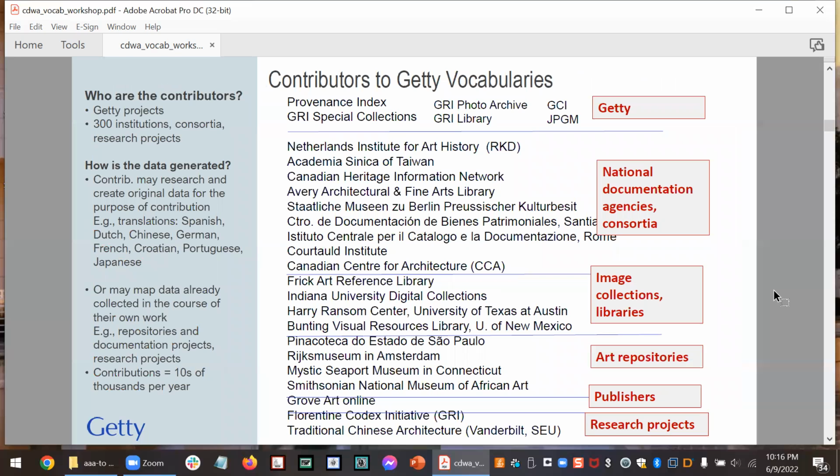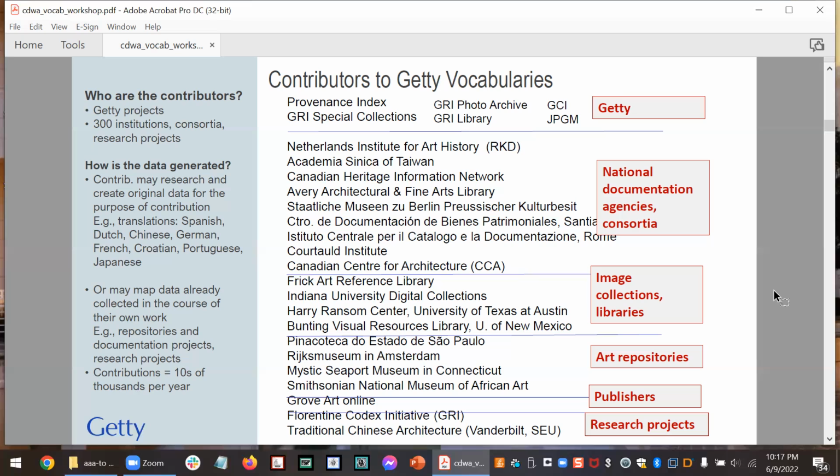This slide has to do with the contributors of the Getty Vocabularies. Right now, there are around 300 institutions, consortia, and research projects that contribute. Here illustrated at the very top, a number of Getty projects contribute. Also, national documentation agencies and consortia such as the RKD and Academia Sinica of Taiwan contribute. Image collections could include the Frick Art Reference Library in New York, etc. Art repositories contribute. Some publishers contribute, Grove Art Online, for example, and research projects. The Florentine Codex Initiative at the Getty is a contributor, and the traditional Chinese architecture project at Vanderbilt and in China is another example.